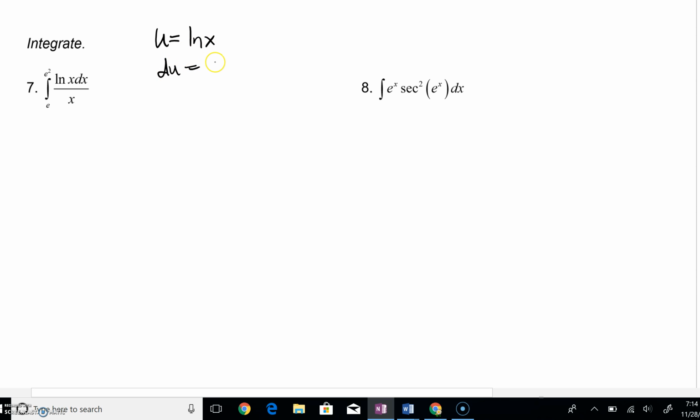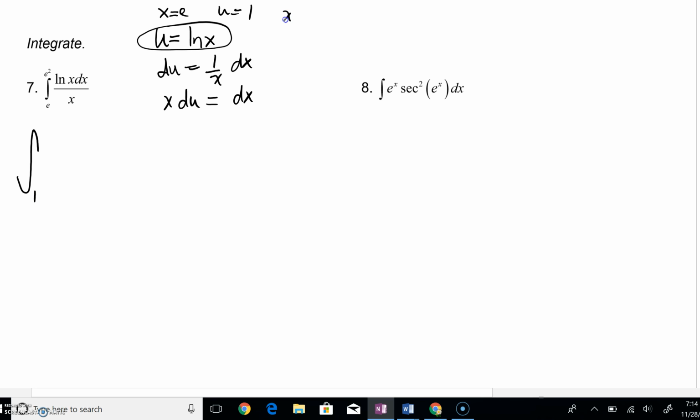If you had du here, you'd get 1 over x dx. And if we were solving for dx, we'd get x du. Now, the bounds of integration are going to change. You have an x value of e, and that means that when you plug that in right in here, natural log of e is going to be a 1. Likewise, if you plugged in x equals e squared, the natural log of e squared would be a 2. So your boundary, in fact, does change.